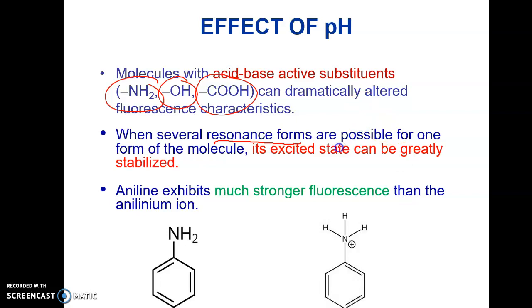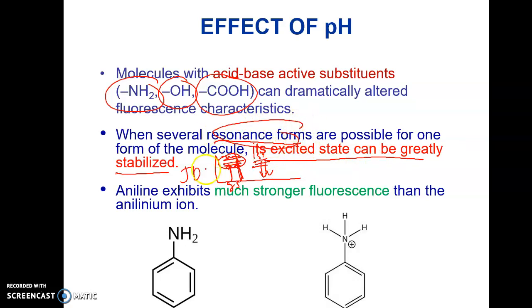When more resonance forms are possible, its excited state can be greatly stabilized. It means that it is stable in the Jablonski diagram, in the second singlet state as compared to the first singlet state. It goes up from the ground state, it gets excited, and it is stable over here. It will not go to the first singlet state easily to release the fluorescence, because of the resonance form.